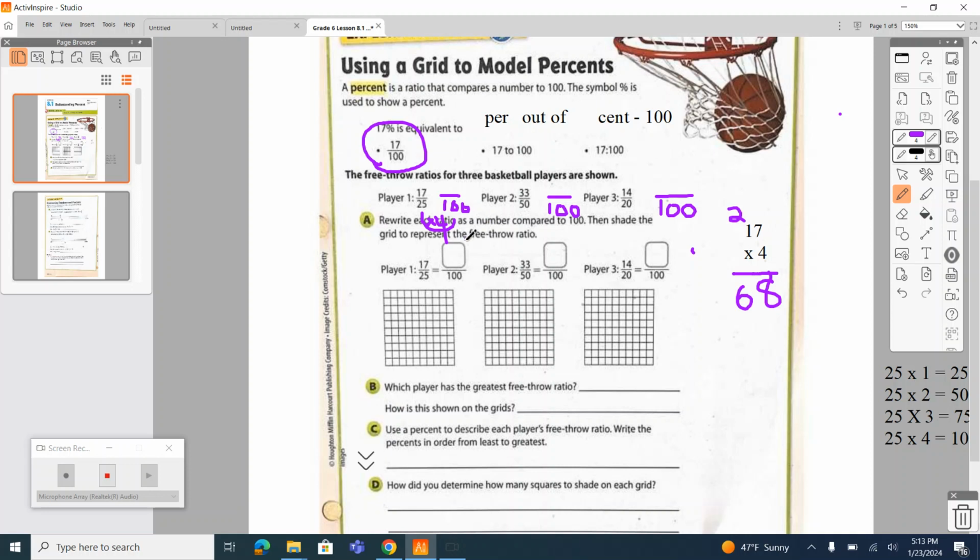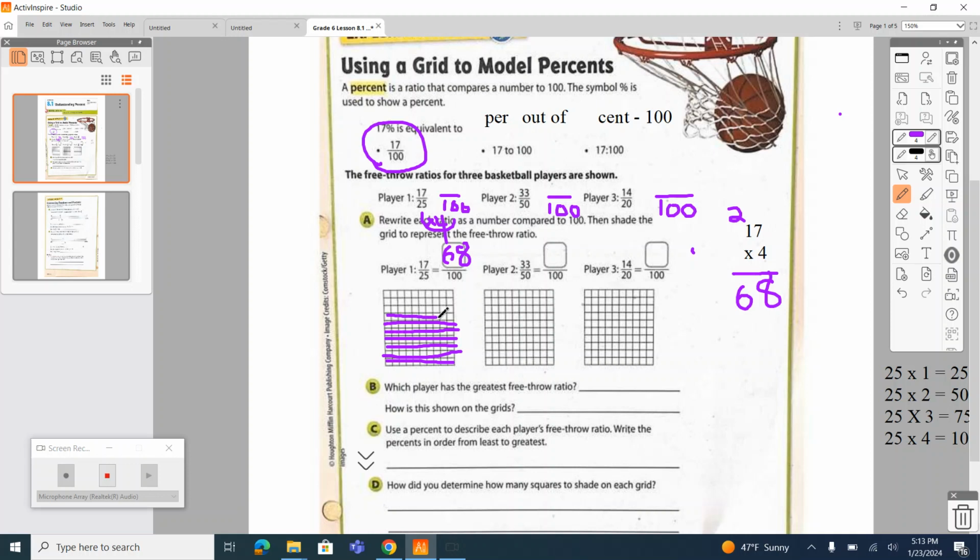They also want us to shade that in. So this is a 10 by 10 square. That means each of these rows has 10 in it. So that's 10, 20, 30, 40, 50, 60, 61, 62, 63, 64, 65, 66, 67, 68.